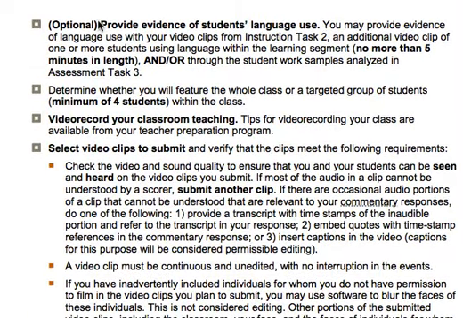Now, it says an optional thing is that you have a chance to provide evidence of students' language use. I would say why not? Because if you are targeting some specific language demands and so on, get it on film. Again, it is optional, but it can only help.